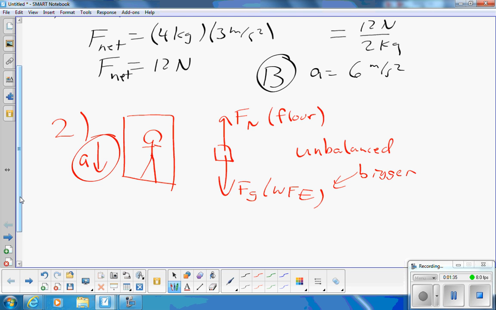Okay, if I were to make up numbers, if the gravitational force is, let's say, 800 newtons, that means the normal force has to be some smaller value, let's say 700 newtons. In the question, they say the force that the student exerts on the floor of the elevator must be, they're referring to the normal force, the force between the student's feet and the floor. That's 700 newtons.